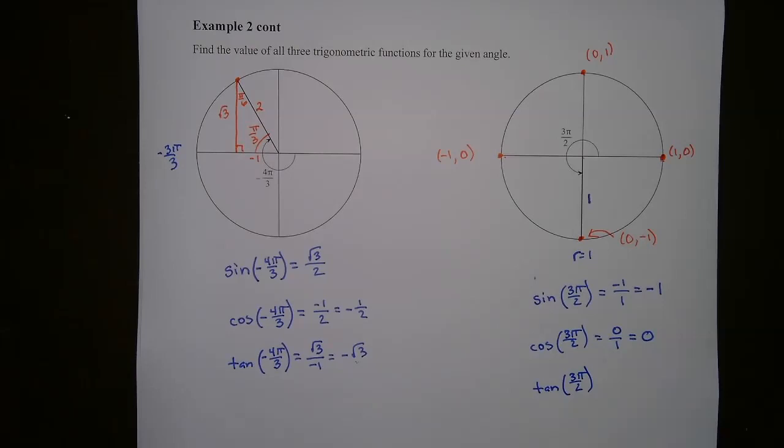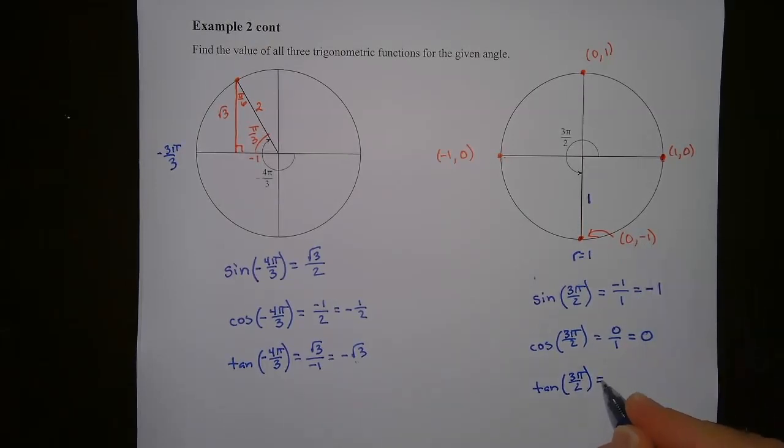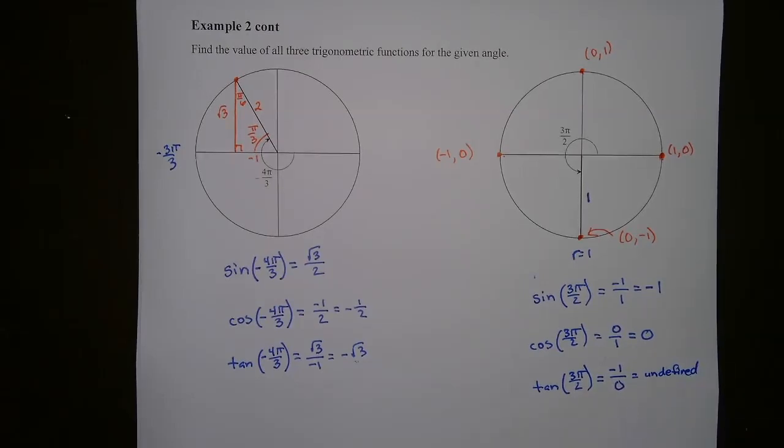So what's our y? Our y is negative 1, and our x is 0. So this is equal to negative 1 over 0. Now, this is dividing by 0, so actually, this is undefined. We can't figure this out. It has to do with the last unit we did. Well, actually, 2 units ago. You cannot divide by 0.